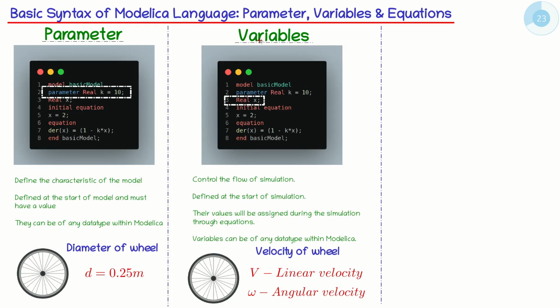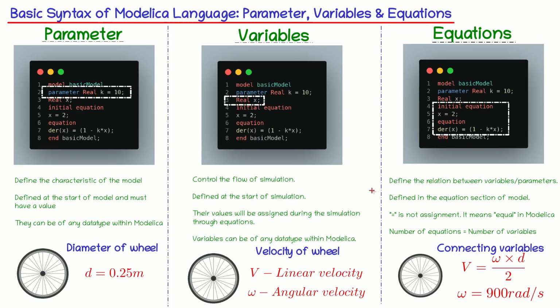The next important type is variable. Unlike parameter, a real variable does not need any prefix. Once we define the data type and the variable name, it is considered a variable. Variables control the flow of simulation, and they need to be defined at the start of the simulation, and they can be given an initial value using the initial equation section. But during the course of simulation, these values will be constantly updated through equations. And those equations will be represented after the equation section. In the example case of our rotating wheel, the linear velocity and angular velocity can be our variables.